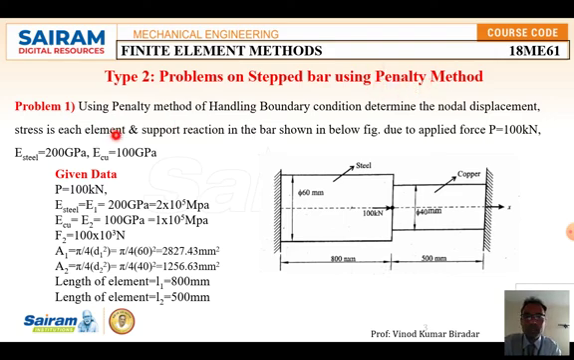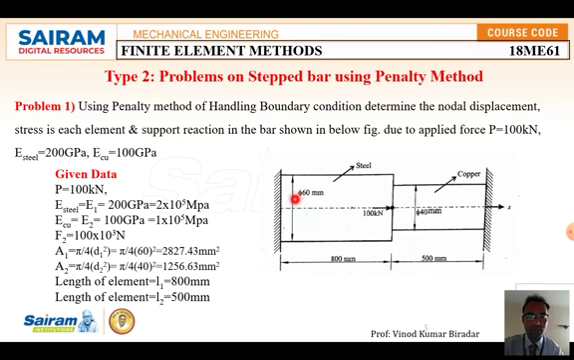The question is given like this, and the same procedure will be there up to step number 4. From the fourth step onward you are going to change something. I will read the question: using the penalty method of handling boundary conditions, determine the nodal displacement, stress in each element and the support reaction in the bar as shown in the figure, due to an applied force of 100 kilonewton. And the Young's modulus is given for the first material and the second material.